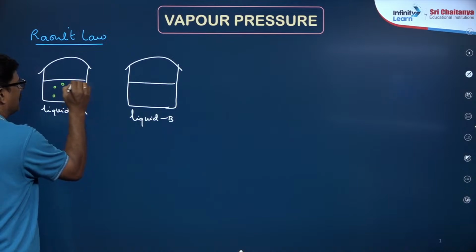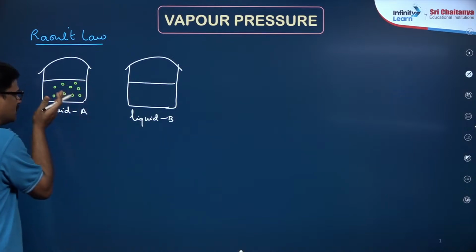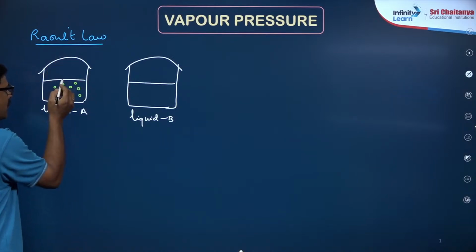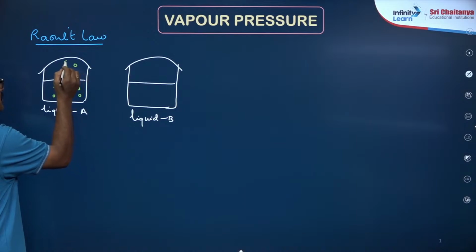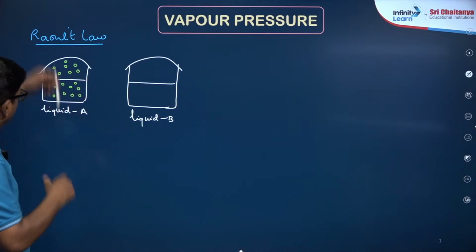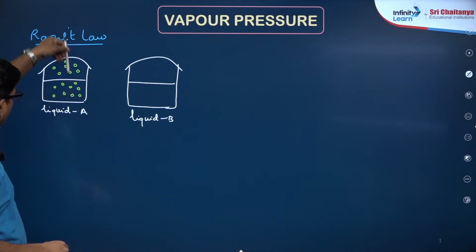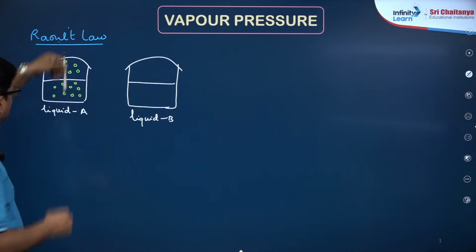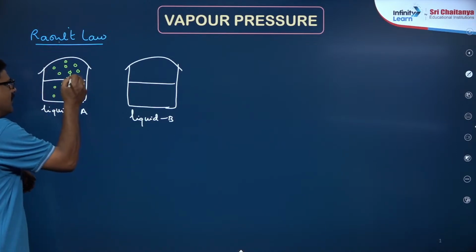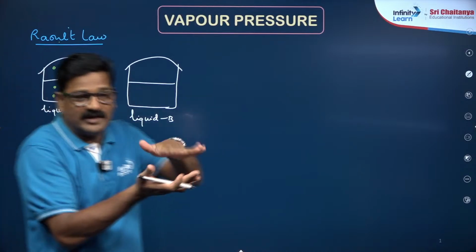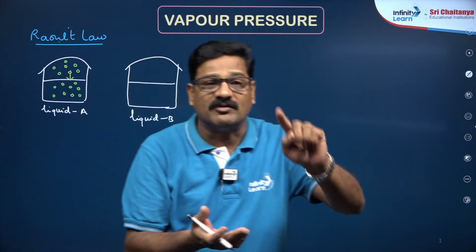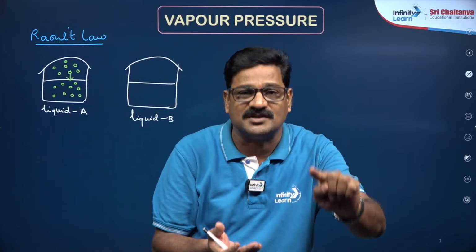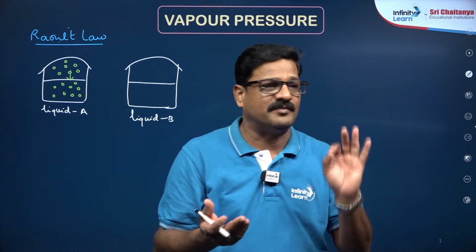Liquid A evaporates, so this liquid is going to evaporate. These are the vapors of liquid A. When the vapor of liquid A comes back, it makes some kind of force when it hits its own liquid at equilibrium. That is called equilibrium vapor pressure. That is the definition of vapor pressure.